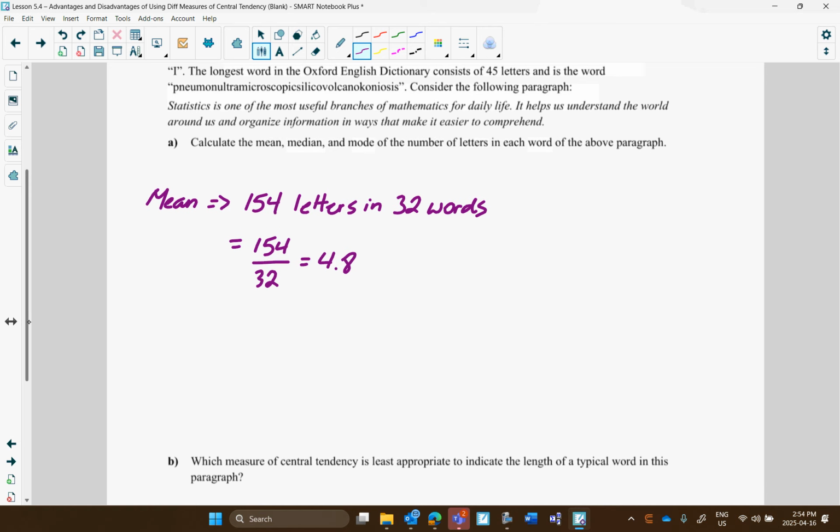For the median, this would be even harder because you would have to list the length of the words in order from smallest to largest. There's a whole bunch of 2-letter words in here, a whole bunch of 3-letter words, a whole bunch of 4-letter words, some 5, some 6, a couple 8, some 10, a couple 11. No, the periods don't count. I'm just going to tell you the median worked out to 4. And the mode, the number of letters that appeared the most, is 2.